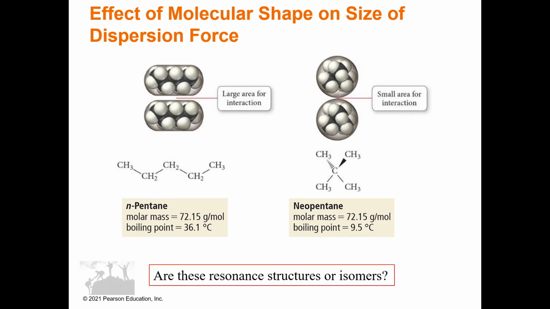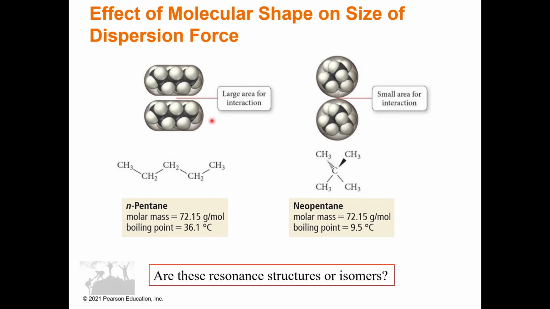Here we have 2 isomers for pentane. We have the straight chain and another one that is highly branched, neopentane. They both have the same molar mass, so same chemical formula, but take a look at their boiling points. The boiling point for the straight chain is higher than that of the branched.